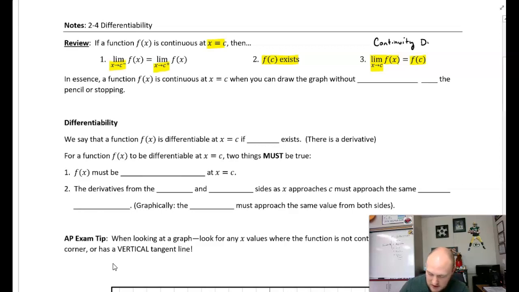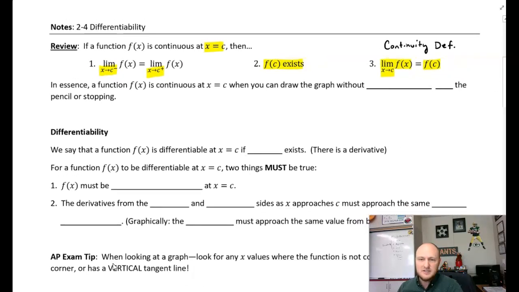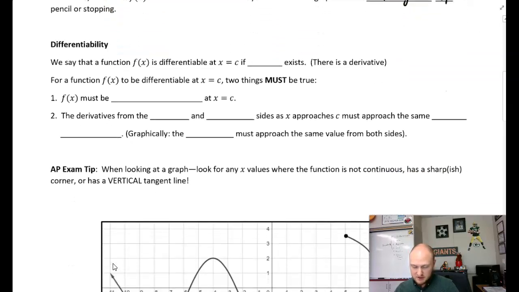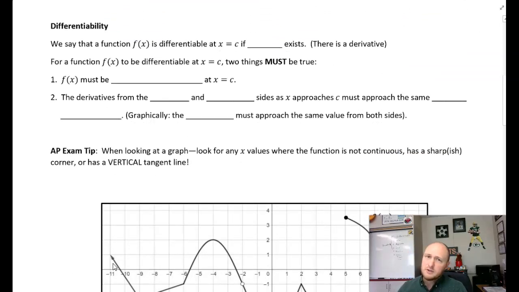Continuity definition. Okay? So if that's true, then your function is continuous. And in essence, plain and simple, a function f of x is continuous at x equals c when you can draw the graph without lifting up your pencil or stopping. Okay? So that's what it means to be continuous. Schwarberg, I thought we were talking about differentiability. Well, I'm giving you a recap because we're going to use that idea today.